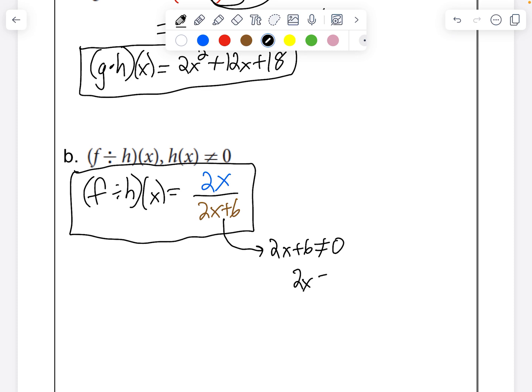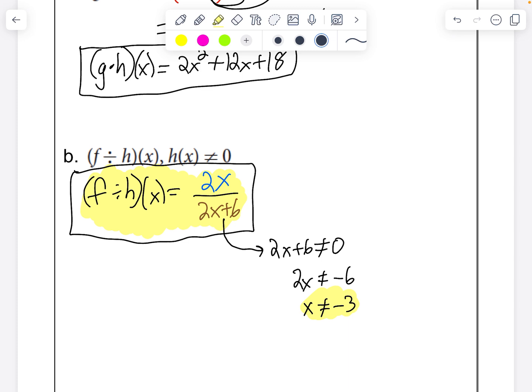So 2x cannot equal negative 6. Divide both sides by 2, and you get x cannot equal negative 3. And that's what's called our domain restriction. So we have two answers here. We have the brand new function, f divided by h, and we have the restriction that x cannot be negative 3. Now that's never going to change. It's always going to be whatever the denominator is, can't equal 0.